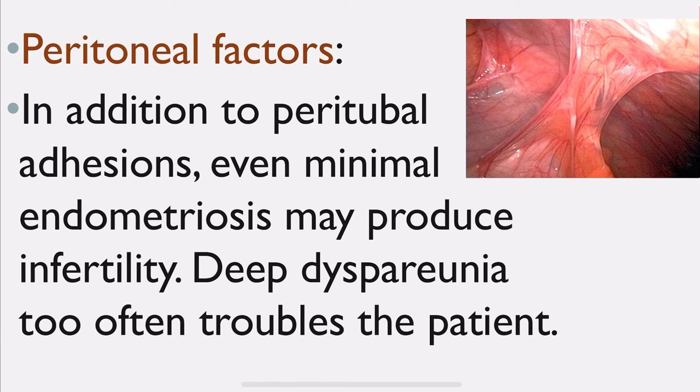Peritoneal factors, in addition to the peritubal adhesions, even minimal endometriosis may produce infertility. Guys, you see here, endometriosis is very dangerous. Even minimal endometriosis can produce infertility. That is, when the endometrium starts growing in the fallopian tube, ectopic pregnancies can occur and it can completely stop the fertility. Deep dyspareunia too often troubles the patient.